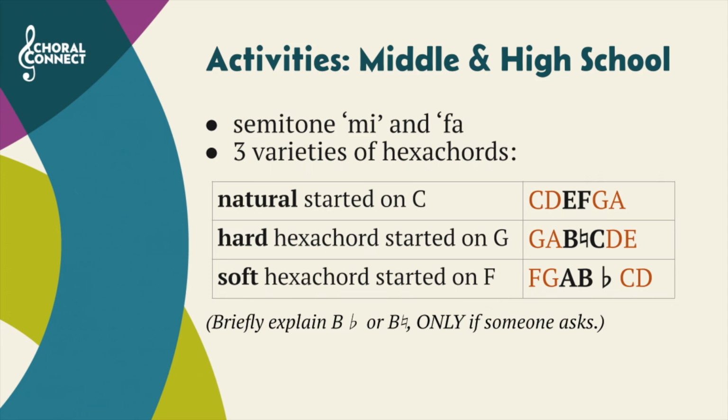The natural, starting on C: C, D, E, F, G, A. The hard hexachord, starting on G: G, A, B, C, D, E. And the soft hexachord, starting on F: F, G, A, B flat, C, D. Briefly explain B flat and B natural only if someone asks.